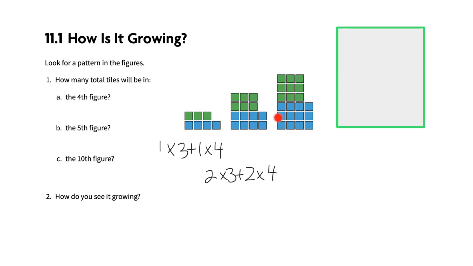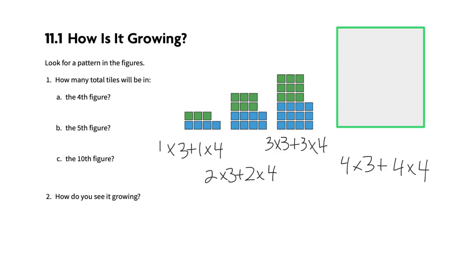And then in the same way, what do we have in this third figure? We have 3 copies of 3 plus 3 copies of 4. So what is that fourth figure even going to look like? It says how many total tiles will be in that fourth figure. Well, we can sort of predict. We had 1 copy of 3 plus 1 copy of 4, 2 copies of 3 plus 2 copies of 4, 3 copies of 3 plus 3 copies of 4. So we see that 1, 2, 3 copies. So we can predict this next one is going to be 4 copies of 3 plus 4 copies of 4.